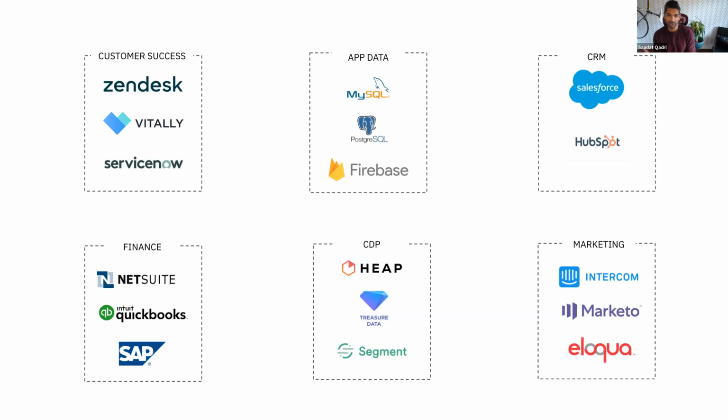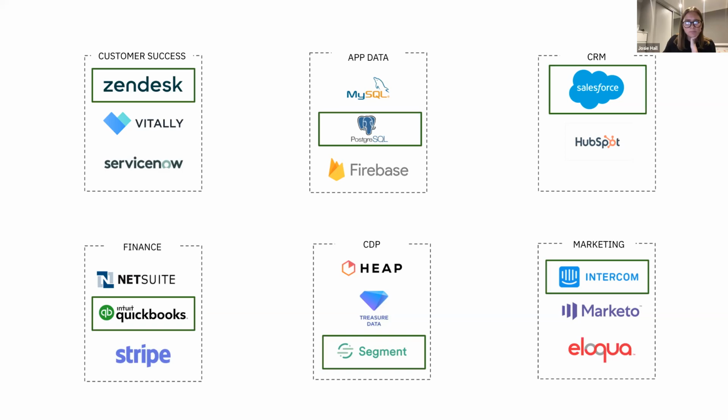There's probably some form of application data. It has its core user data. It's got product analytics. It's stored in MySQL or Postgres. Our clients typically also have a CRM like Salesforce or HubSpot. On the finance side, there's going to be something like NetSuite, QuickBooks, SAP, or Stripe might be a better example. And then there's going to be something else like Heap or Segment. And then on the marketing side, Intercom, Marketo, Eloqua. So as you think about your own company and the type of work you're doing, you're probably seeing something like this, where there's one type of SaaS product that's managing and maintaining data for that particular type of product.